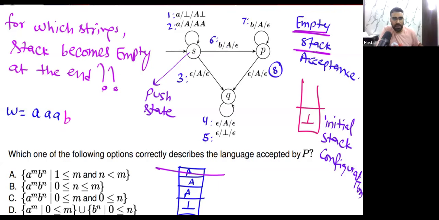Now you can see, after that, what will I do? For every B, one A I will pop. Yes or no? For every B on top of the stack, one A I will pop. Now read this. Tell me what this means.